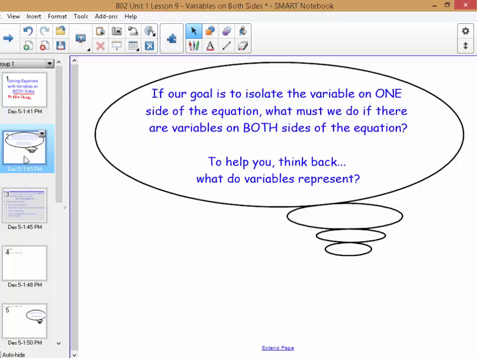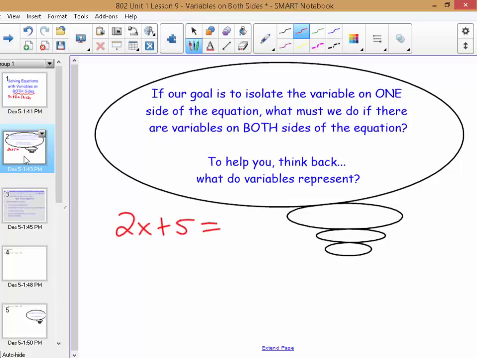And what I have here is to help you think back, what do variables represent? If I have an x or a y or an a or a b, what do they actually stand for in those equations? And the big thing to remember is they stand for numbers. They still stand for numbers. So in the past, we've had an equation like 2x plus 5 equals 11, let's say, and we tried to get x by itself, and we wanted to get rid of this plus 5. And how would we do that? Well, we'd subtract 5. And now that plus 5 is no longer on that side of the equation.